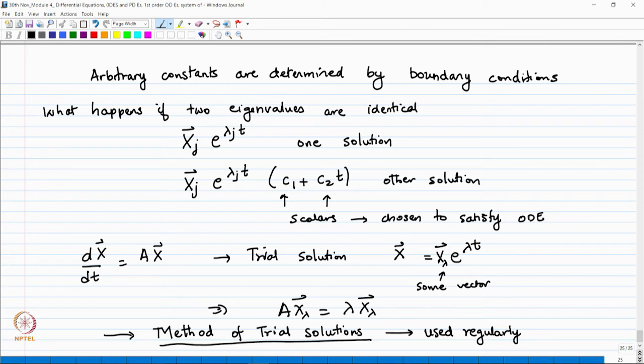In other words, suppose you have a differential equation, dx by dt is some matrix times x. You can imagine that you try a solution of this form and then you get the eigenvalue condition. One of the things that we did here was we tried a solution of this form and then finally you will get some conditions for C1 and C2.